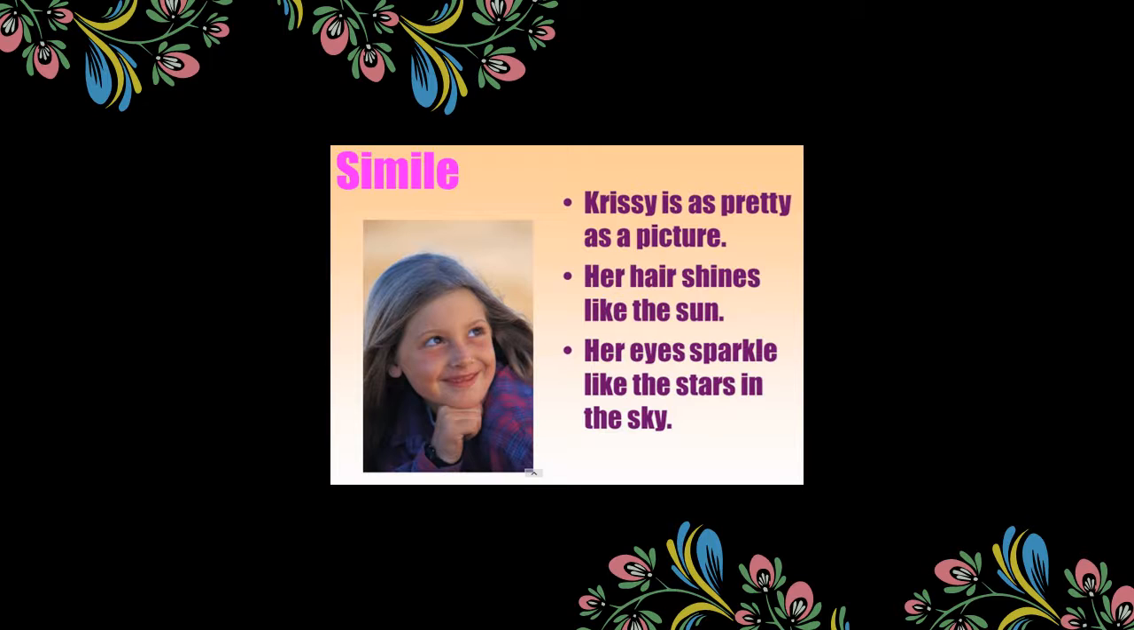Next, please read number 2. Okay, so her hair shines like the sun. Her hair is your subject that shines like the sun. You compare her hair to a sun. And what word did you use? You use the word like. And the last sentence, her eyes sparkle like the stars in the sky. So, to where do you compare her eyes? The stars in the sky. So, you compare it using the word like.